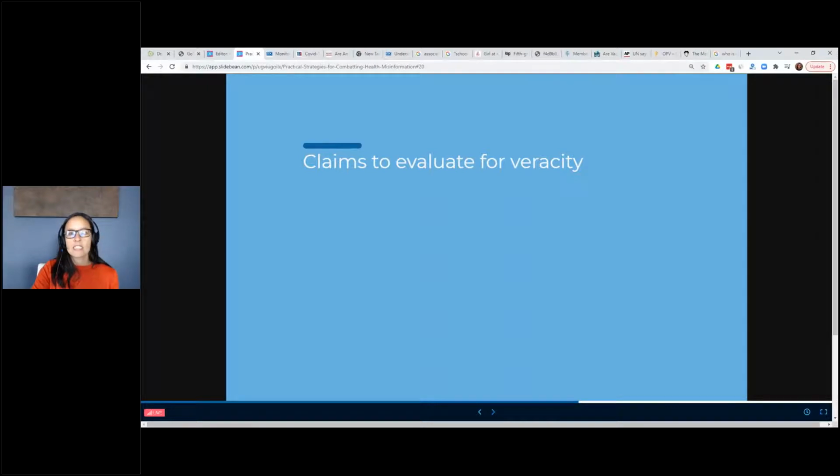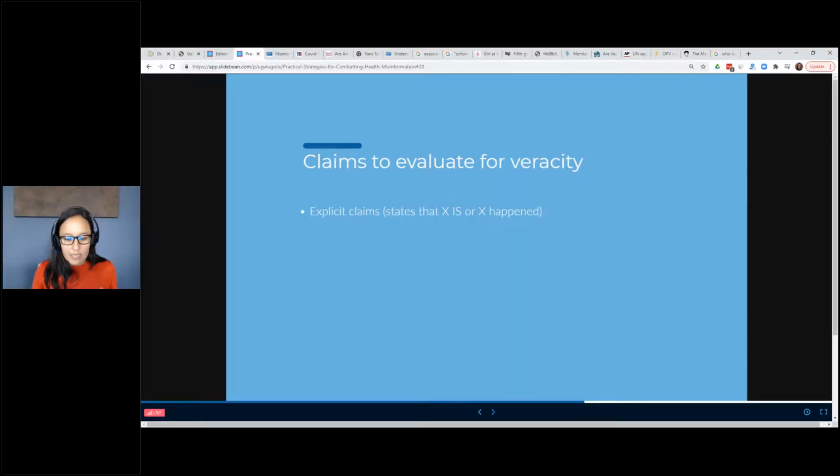And it's not just explicit claims that you evaluate for veracity. Sometimes there are implicit ones as well. Explicit claims are actual statements that say X is true or X happened, like "Bill Gates is trying to depopulate the planet through vaccines." That's an explicit claim.